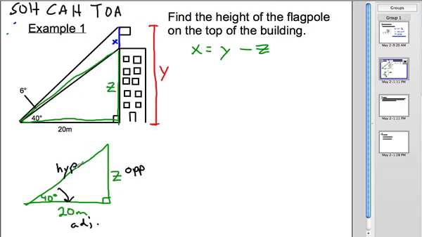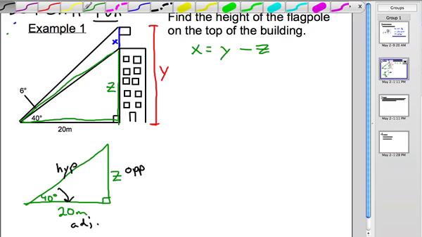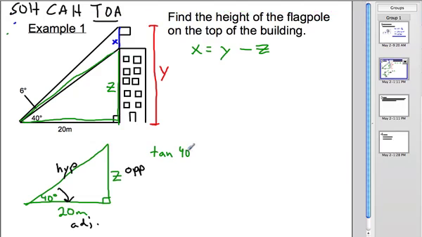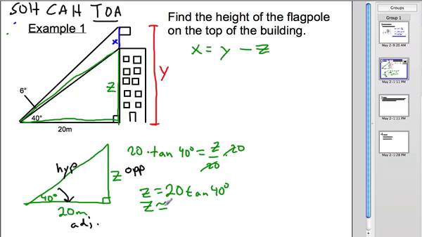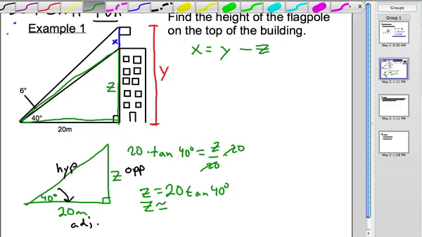If we look at the mnemonic SOHCAHTOA, we have opposite and adjacent, so we want to use tangent in this case to find the length z. So tan 40 degrees equals opposite divided by adjacent, which is z divided by 20. Multiply both sides by 20, and we get z equals 20 tan 40 degrees. That would be approximately equal to, let me get my calculator ready. We'll get that approximation in a second.